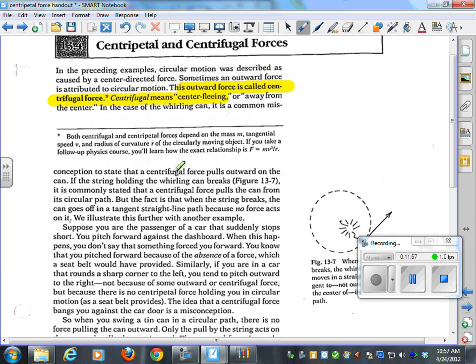If the string holding the whirling can breaks, it's commonly stated that a centrifugal force pulls the can from its circular path. But the fact is that when the string breaks, the can goes off on a tangent in a straight line path because no force acts on it. What did Newton say? An object in motion stays in motion. So I'm going to spin the rubber stopper over my head, and I'm going to let go at the exact moment to hit Zach in the head. Where would that be? When it's at the front? No. Not there. Yeah. There, right? Right there. Because at that instant, what's its instantaneous velocity? This way. Right at Zach's head.